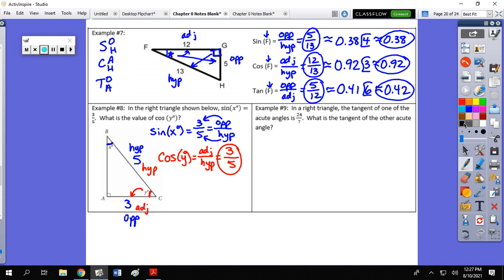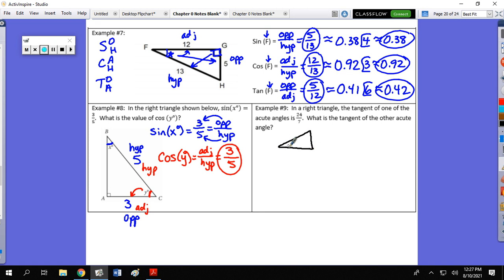Example 9 is only difficult because they did not give us a picture. In a right triangle, the tangent of one of those angles, let's say it's this one, the tangent of that angle is 24 over 7. So we'll put a right angle here. That is opposite over adjacent. So just like we did before, the opposite will be 24. The adjacent will be 7.